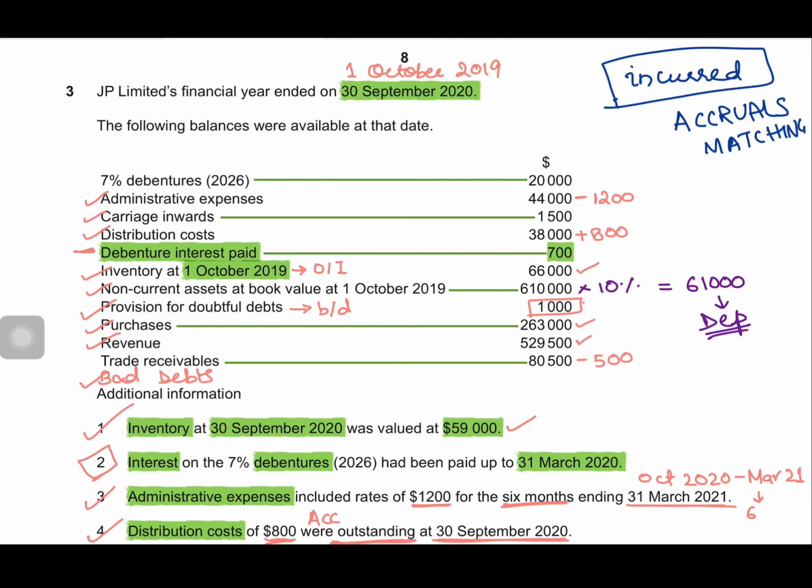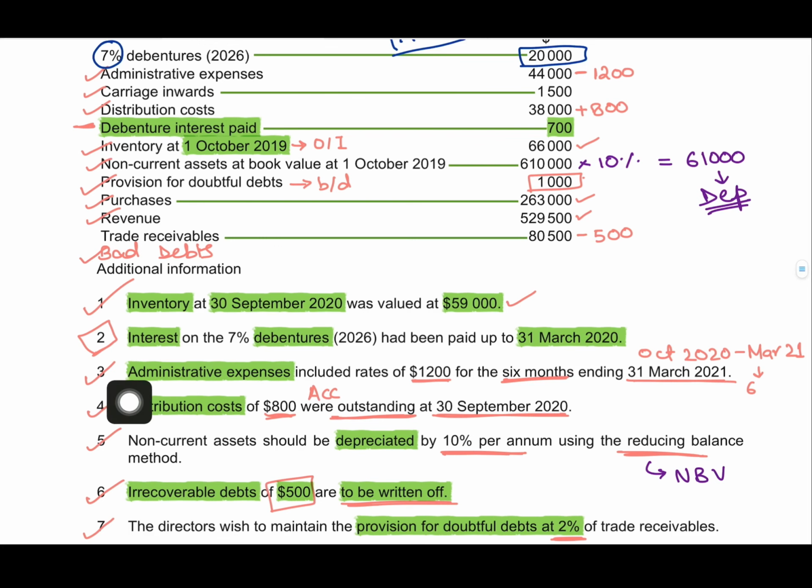So therefore the debenture interest which is paid is $700, right? But you have to check whether this is the full amount that is incurred in the current year as well or not. So 7% is the rate which should be applied on the amount of debentures, and that would be 7% multiplied by 20,000. $1,400 is the total interest expense which should have been paid by the year end. But how much is paid? Only 700 is paid. This means that the remaining is accrued, and that is also what adjustment number 2 says, that interest on the 7% debentures had been paid up to 31st of March 2020.